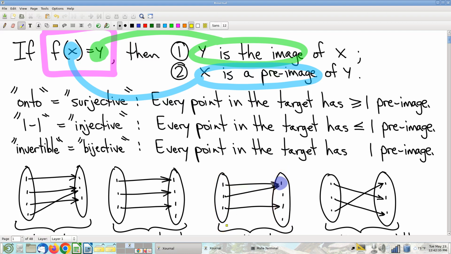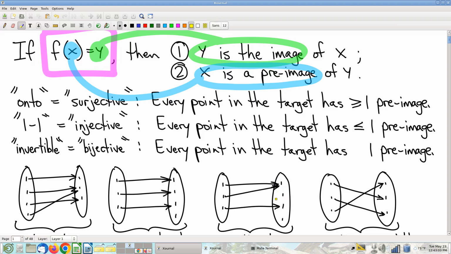So this point right here has, you'll notice, 2 pre-images. There are 2 points in the domain for which the function gives you that output value. Everybody cool? Okay, so this point has 2 pre-images. Notice this point here has 0 pre-images. It is not the output for any input for this function.